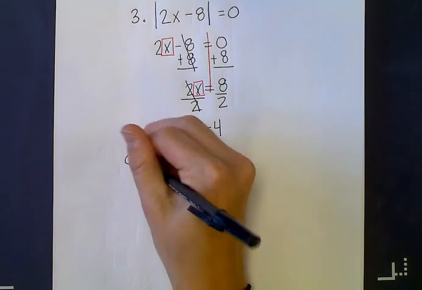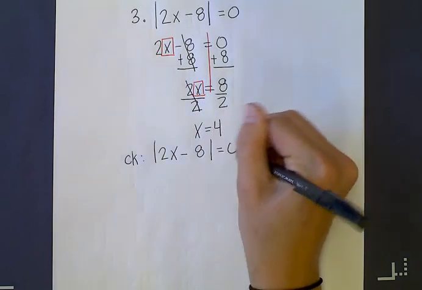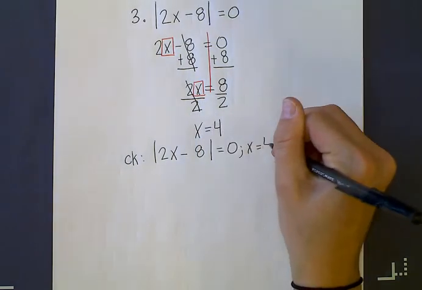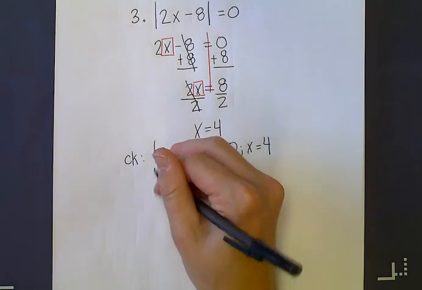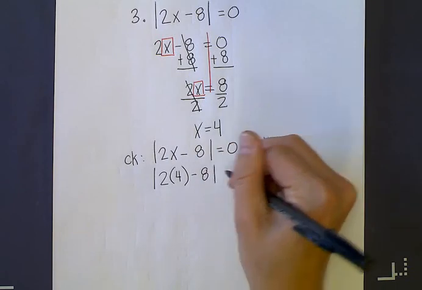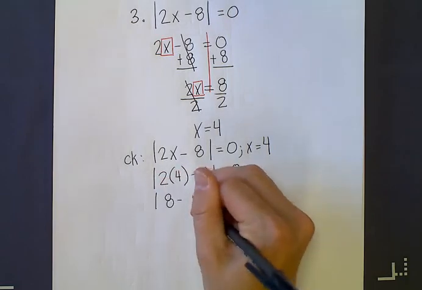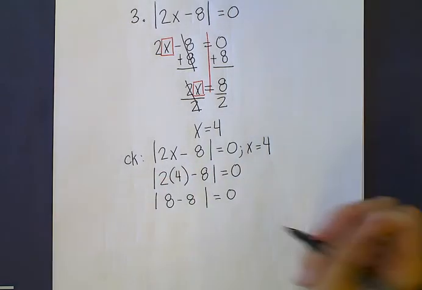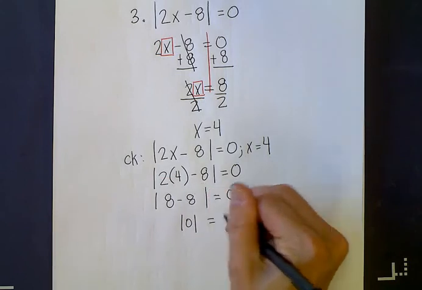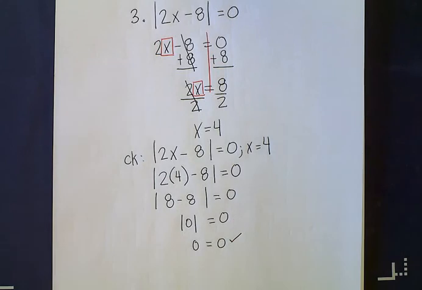To check myself, I use my original equation, and we're going to plug in 4 wherever we see an x. The absolute value of the quantity 2 times 4 minus 8 should equal 0 if we're correct. 2 times 4 is 8. 8 minus 8 is 0. And the absolute value of 0 is 0. So we are correct. Your solution set is 4.